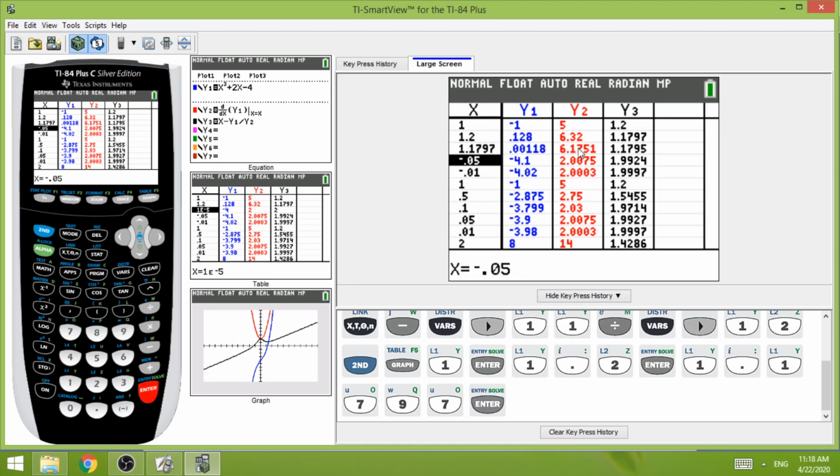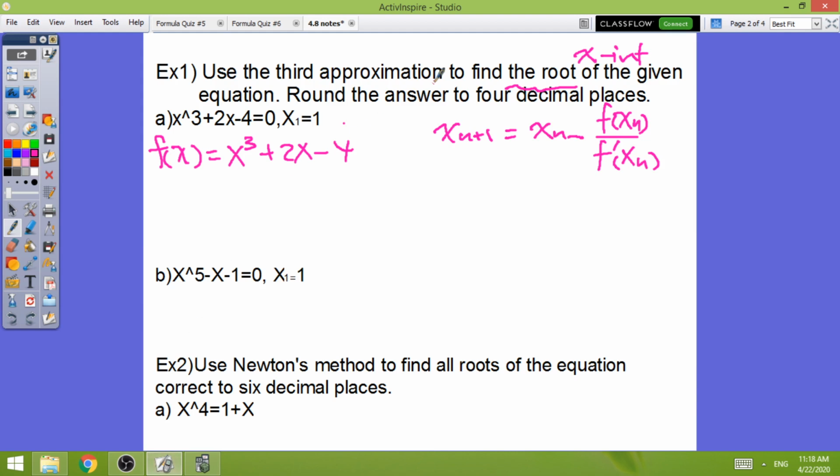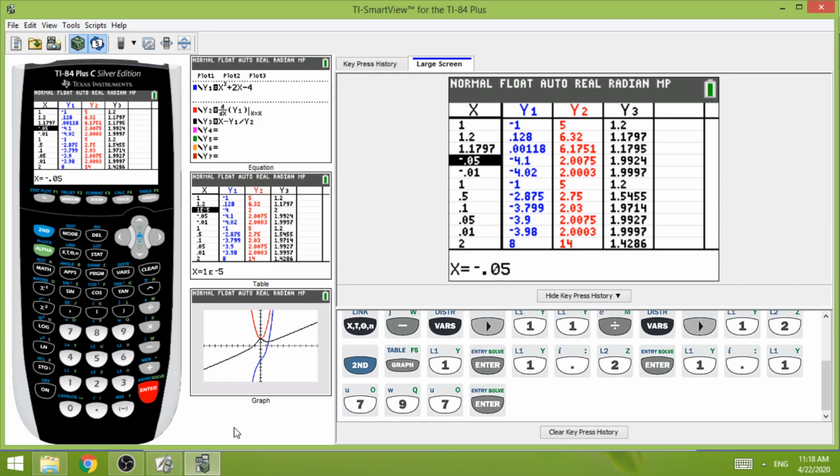As you can see right here, those two numbers are getting very close. So the more approximations you do, the more accurate the solution is going to be for the x-intercept. Since we're doing the third approximation, the final value for the x-intercept is about 1.1795. And under the instruction, we need to round to 4 decimal places, so it's 1.180, so you need to round it up.